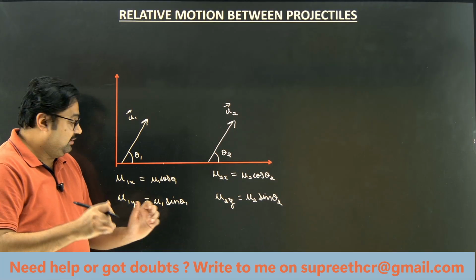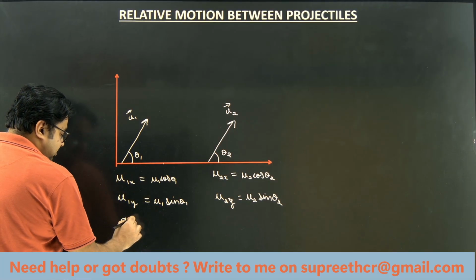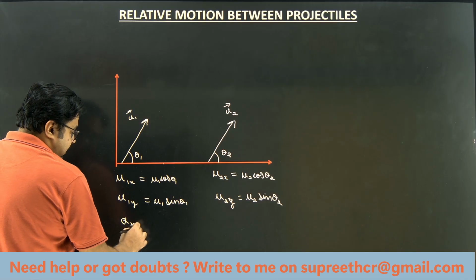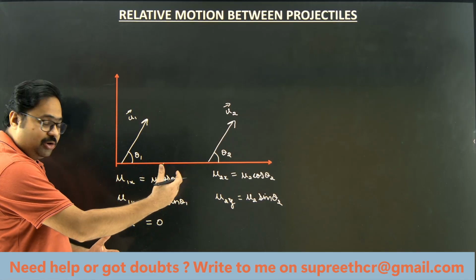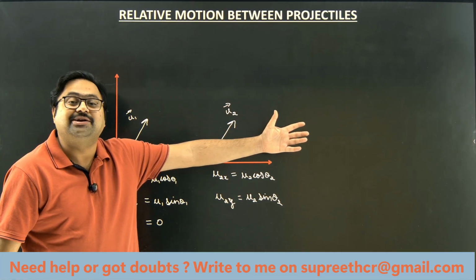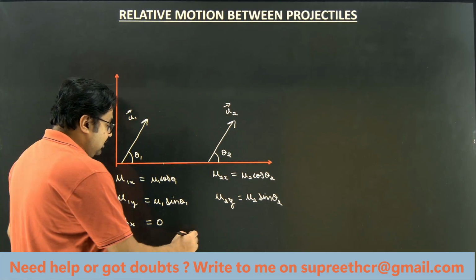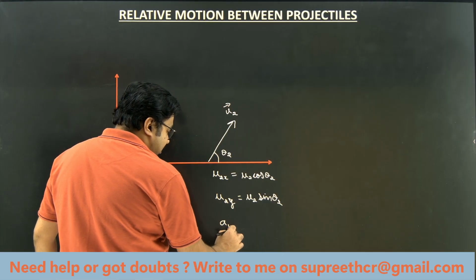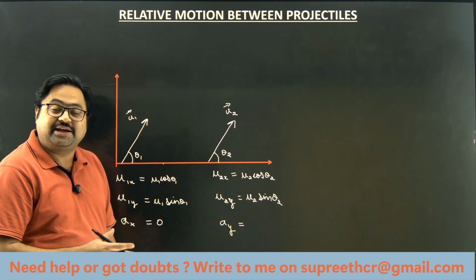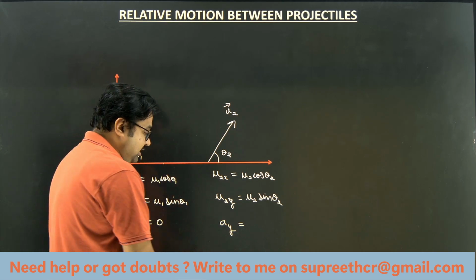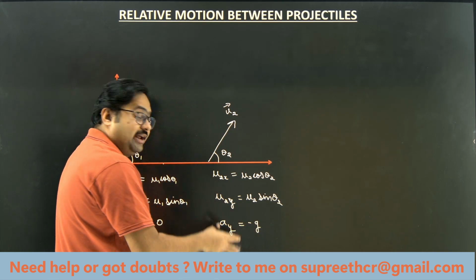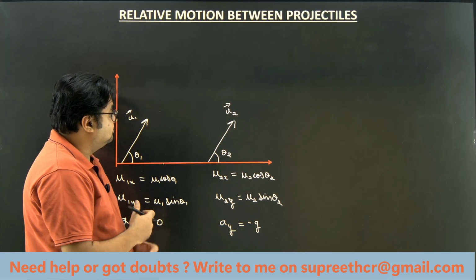If you just look at it, the acceleration of the first projectile is ax, and that's anyway 0, and it's the same for both of them. The acceleration in the horizontal is certainly 0, and you also can think about the acceleration along the y-axis. Acceleration along the y-axis is in the direction of negative y, so it's minus g.